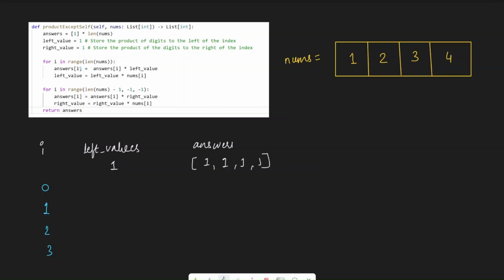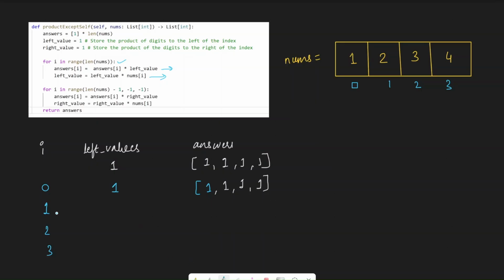Now for i equal to 0, we are in this loop. We have to evaluate this first. So answers of i is 1, 1 multiplied by 1. That's what we are going to do over here. So then we will have 1 and the rest of the digits stay the same. Then next we go to this line. We have to update our left value. So left value is equal to the current left value multiplied by nums of i. So we have 0, 1, 2 and 3 here. So this value multiplied by the index that we are evaluating, which is 0, whatever is the value at 0, which is 1. So 1 multiplied by 1, which is equal to 1.